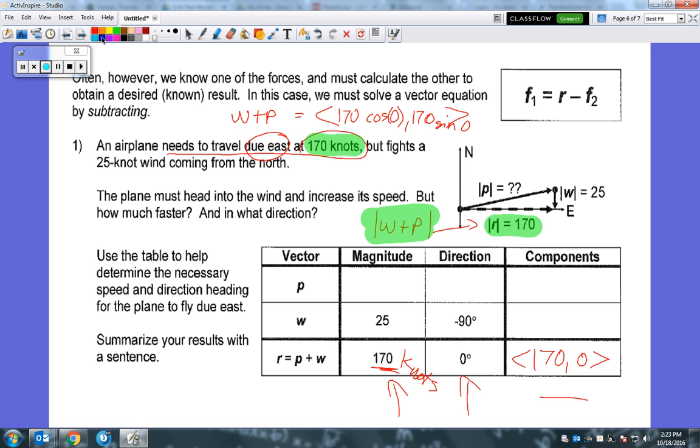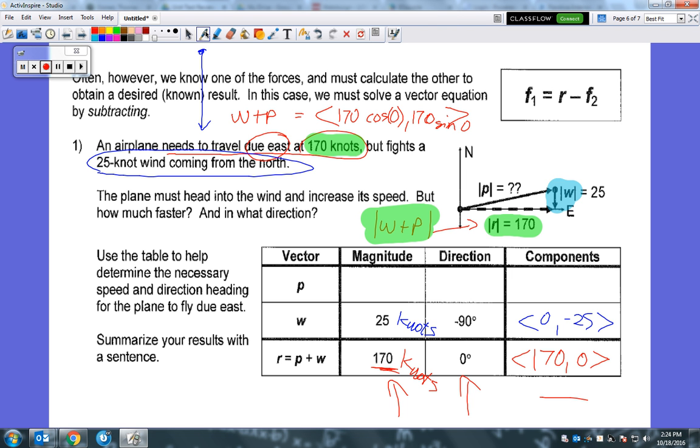Okay? Reading on, it says, but fights a 25 knot wind coming from the north. And this right here, shown here with W. W for wind. You see, this is 25 knots. It's coming from the north, so it's going south. You could do this as 270, or you can do it as negative 90. When you do the components of that, you should get 0, negative 25.